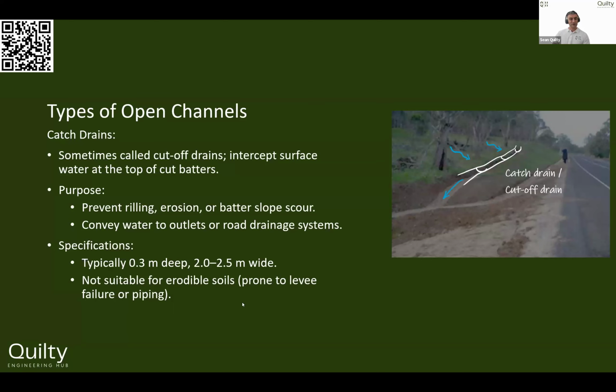I have put a note there as well for erodible soils, and that's probably a whole other discussion. But if you do have highly dispersive soils that are subject to erosion quite easily, then you generally don't want to put in or carve in these catch drains, because you're basically disturbing that soil and it's just going to erode through your catch drain as well. So you can't use them everywhere. You've got to think about where you use those.